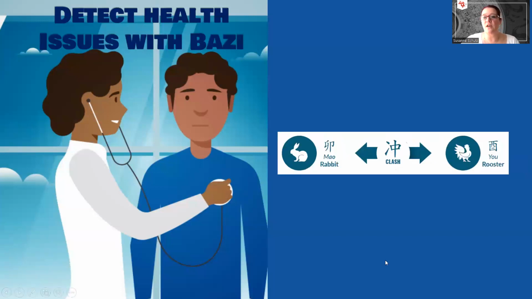Then the next one we've got here is the rabbit and the rooster. So this clash here, let's say we're going through a rooster year and you have the rabbit in the chart, then you need to be careful with your genitals, your liver, and your fingers. Yeah, the finger bones, not the hands, it's just the finger bones. Again, it doesn't mean that you break your fingers, but you may just be a little bit clumsier this year, and then you trap your finger in a car door or whatever it is.